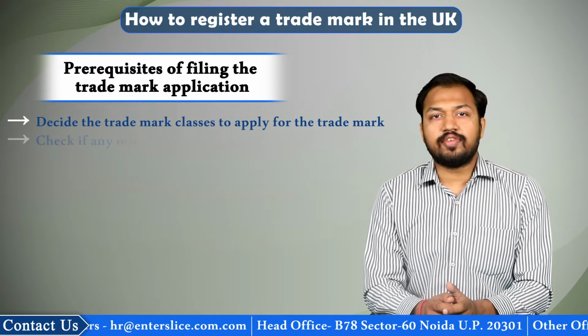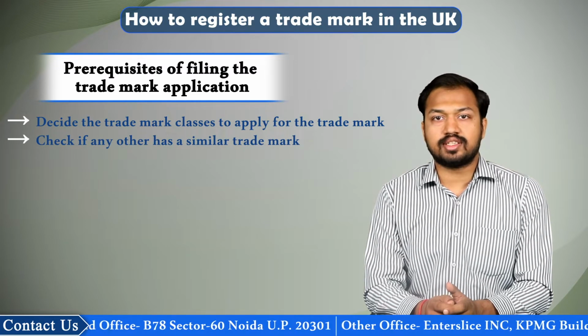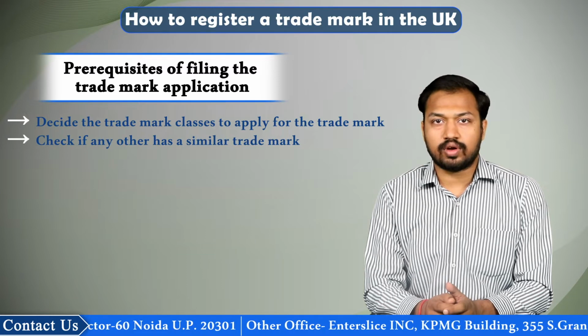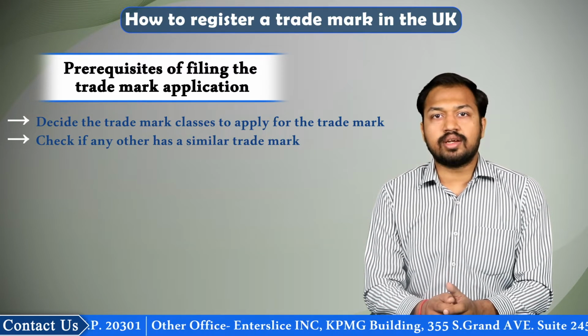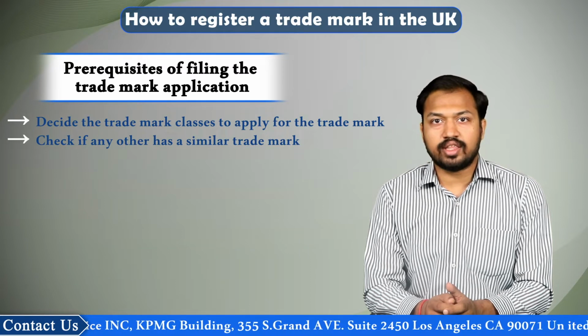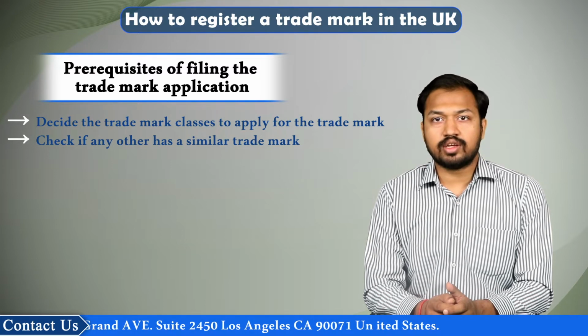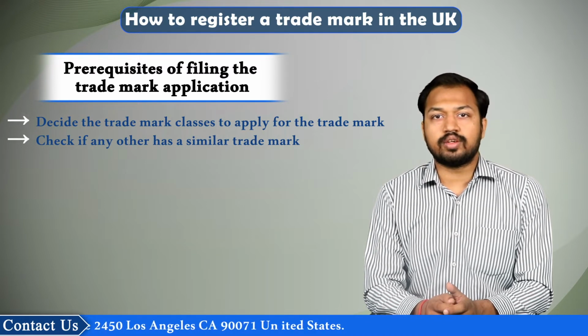Second, check if any other has a similar trademark. You should also check whether someone else has the same or similar trademark to yours or not. For that, you must check the trademark database. This can be checked by filing a right start application, and then the UK IPO will have the responsibility to check similar trademarks on your behalf before you proceed to pay the total fee.